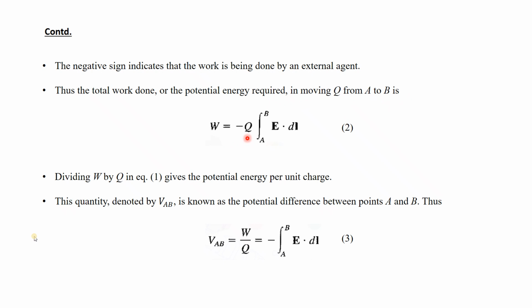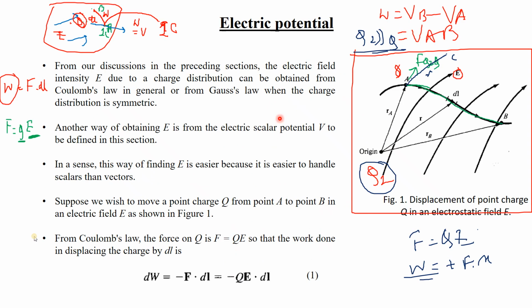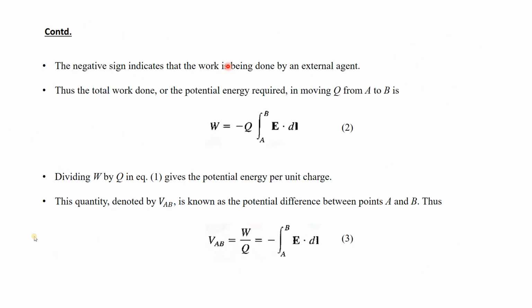Thus the work done, or the potential energy required in moving the object from A to B, is actually the integral of Q into E dot dl. So F dot dl, where F is nothing but Q into E. Now Q is a scalar quantity, E is a vector quantity, so E dot dl. Now A to B means, as we know that in physics we generally divide the entire length into small parts and then integrate. So that is why we will integrate from A to B.